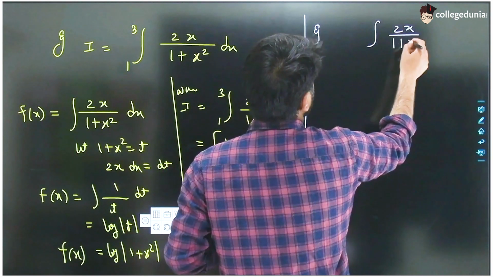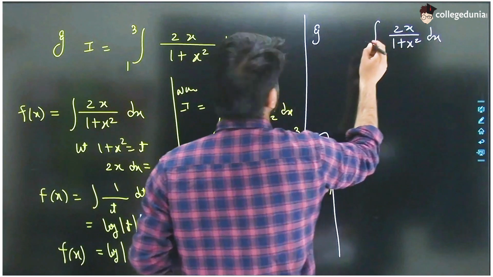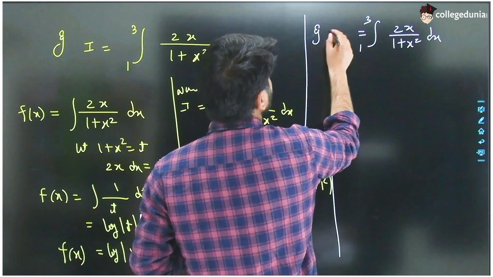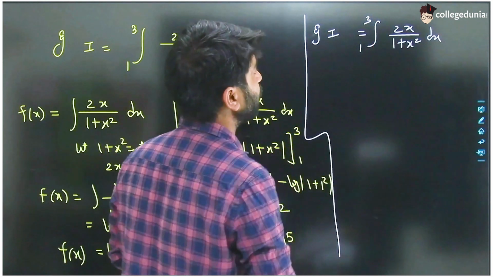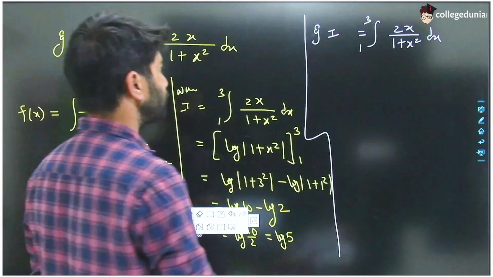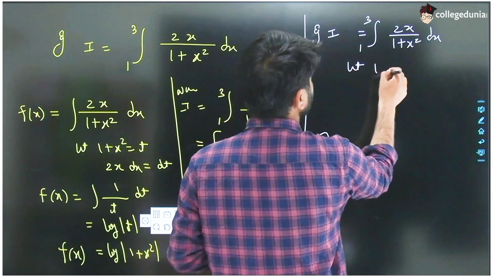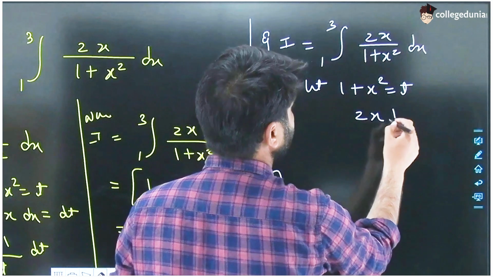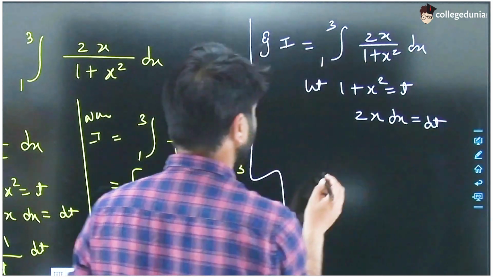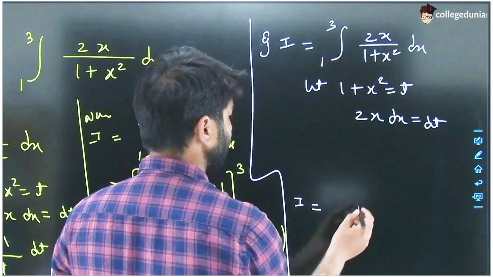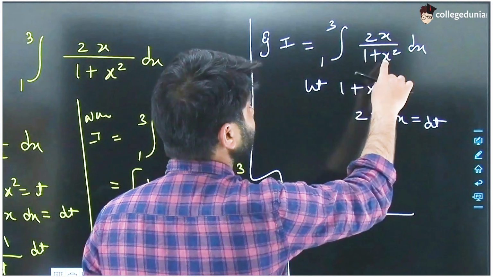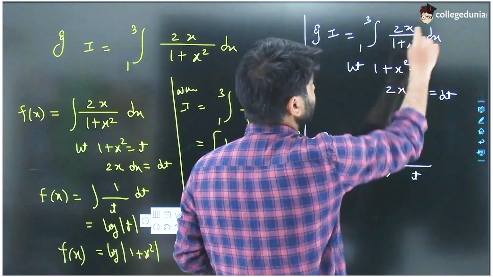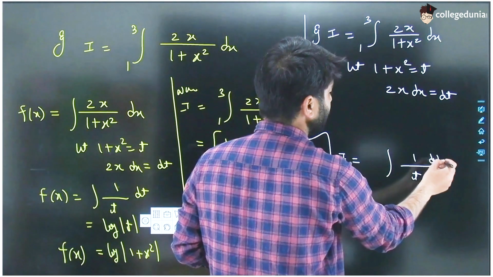2x upon 1 plus x square when lower limit is 1 and upper limit is 3. So you all know that first of all we will have to put this 1 plus x square as t, okay, 1 plus x square equal to t, and when we differentiate this function, 2x dx equal to dt, and now this expression should look like, in denominator 1 plus x square, in the place of 1 plus x square we can write t, and in numerator 2x dx is equal to dt, okay.